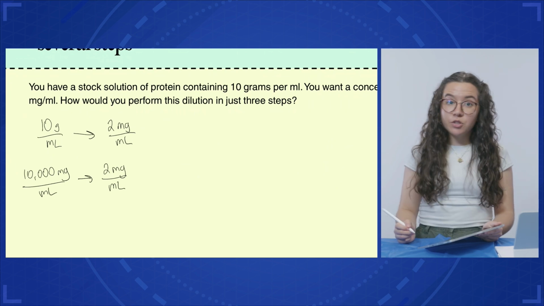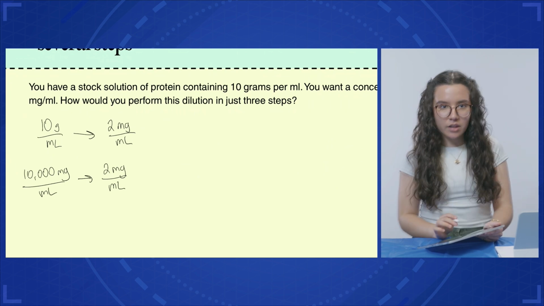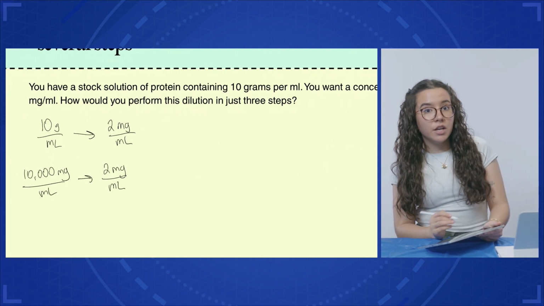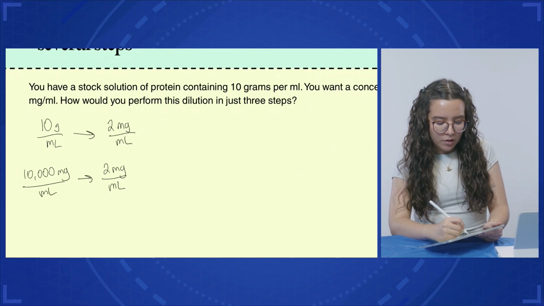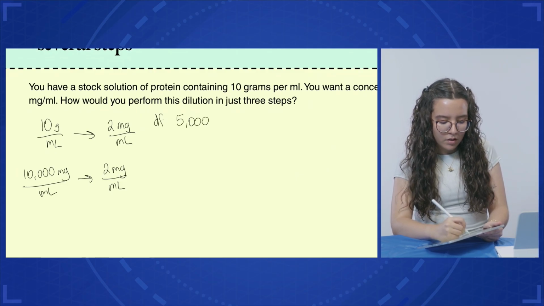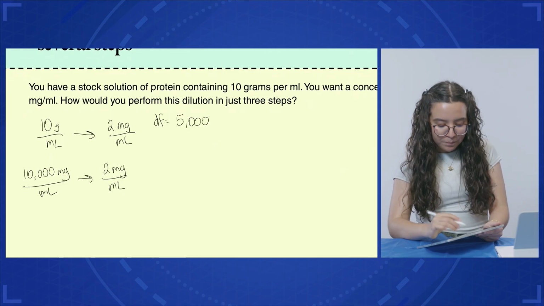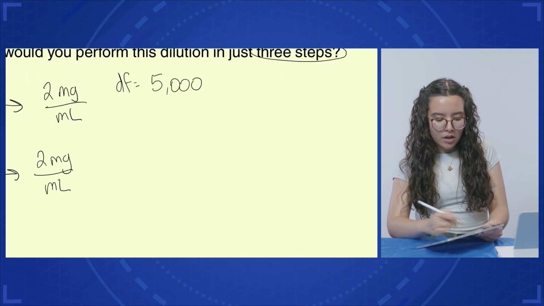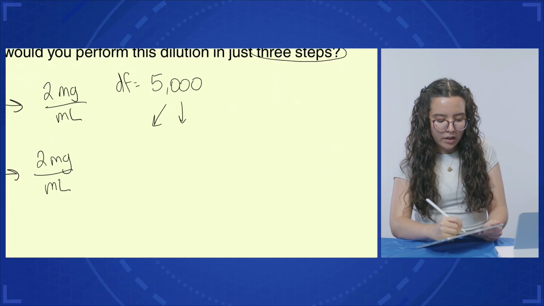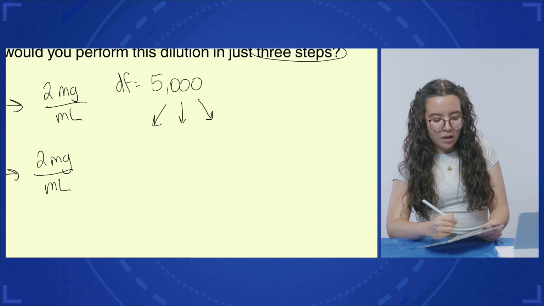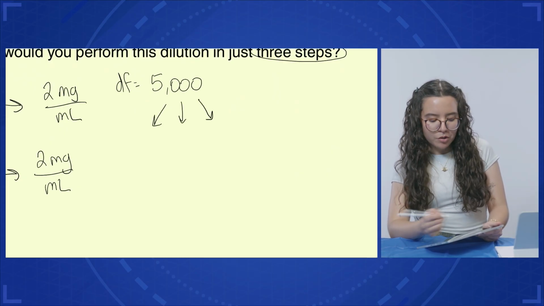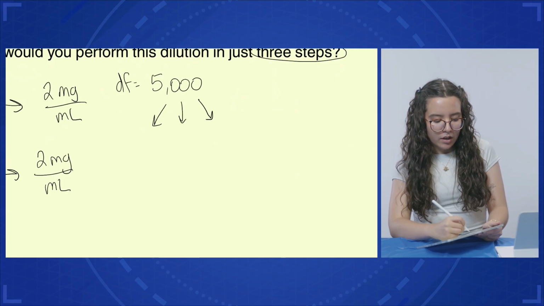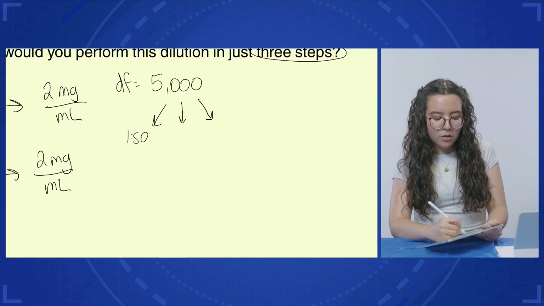In order to get a dilution factor, you just go ahead and divide by the 2. So 10,000 divided by 2 leaves us with a dilution factor of 5,000. Now it is saying to perform this dilution in 3 steps. So we just go ahead and split this dilution factor up. You can do this several ways. The way I'm just going to do it intuitively, it's telling me to do a 1 to 50, a 1 to 10, and a 1 to 10.